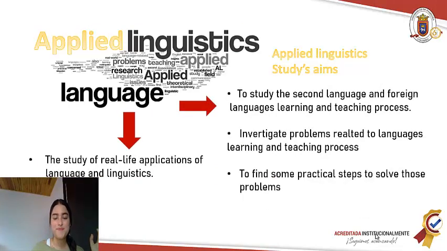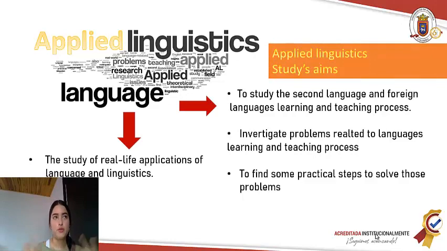Now, applied linguistics is a branch of linguistics that involves investigation, identification, and providing solutions for real-life issues related to language. Now, I'm going to mention some purposes of this branch. First of all, to study second language and foreign language learning and teaching processes. Second one, to investigate problems related to language learning and teaching processes. And finally, to find some practical solutions, steps or tips, to overcome those problems.